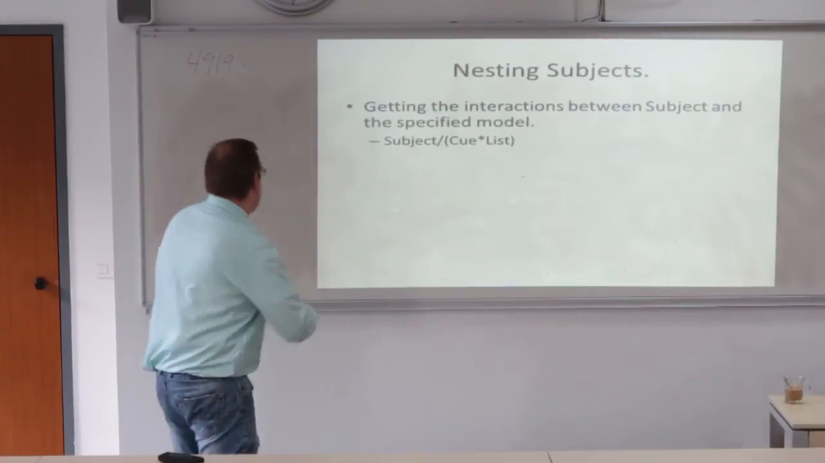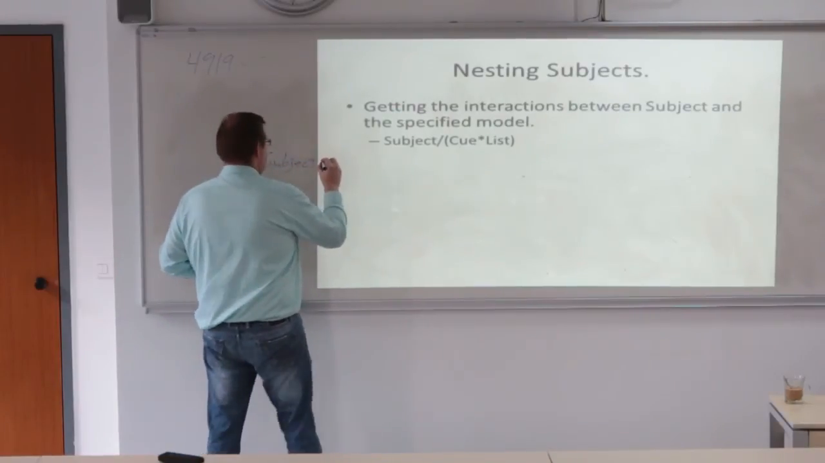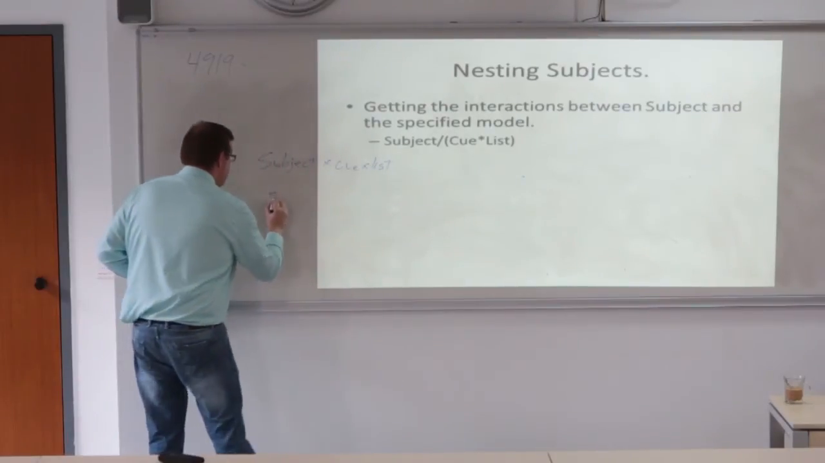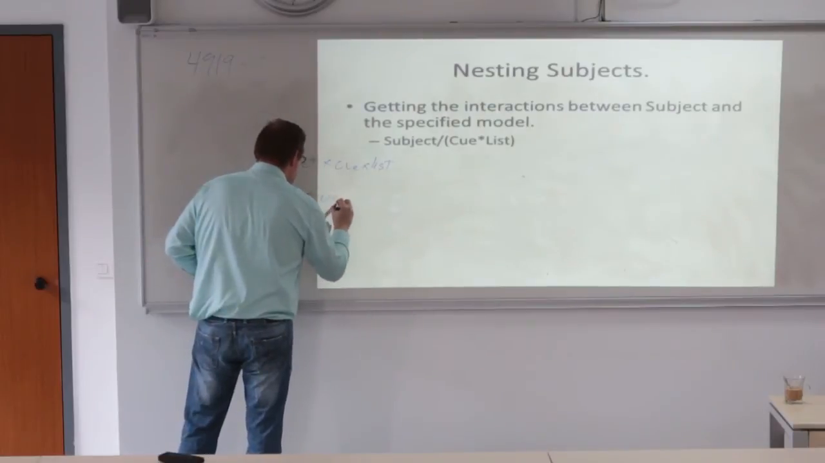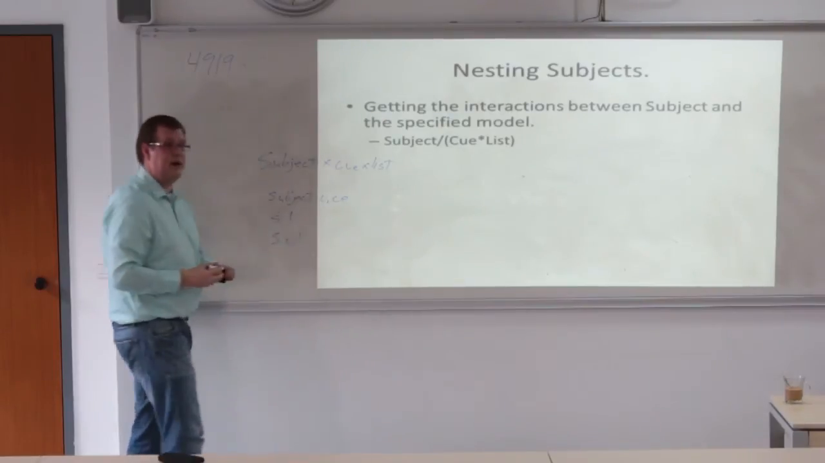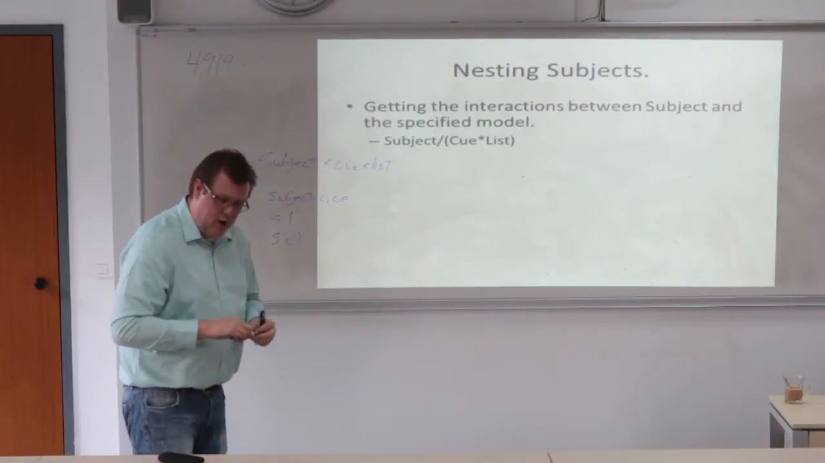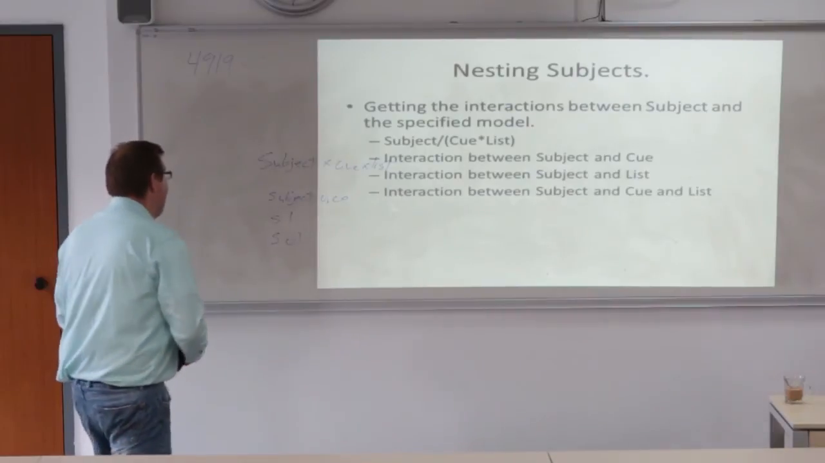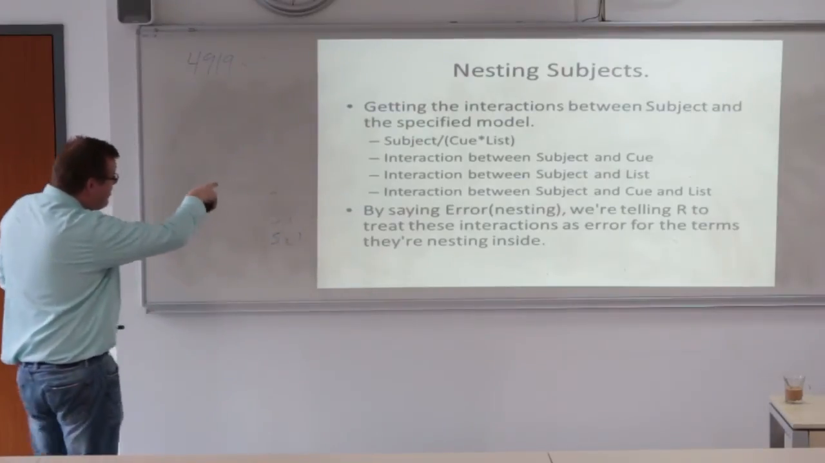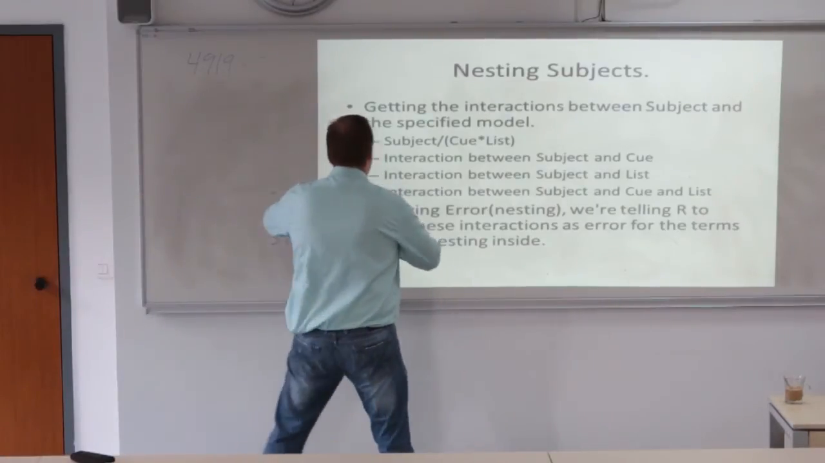So the interactions, that's subject by Q by list. Those interactions. So subject Q, I'll just say S list and S Q list, right? So we want those interactions. We had those interactions before, but we want R to know that that's our error term. So we have these different interactions, and by saying our error is subject nested within list, this will allow us to compare this initial part.